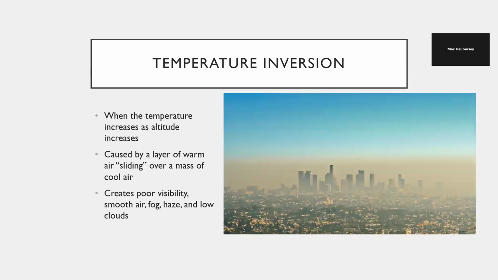Temperature inversion. So a temperature inversion occurs when the temperature increases as altitude increases. So, that's the opposite of what should happen. Temperature should decrease as altitude increases, but you could have a temperature inversion, which happens when a layer of warm air slides over a mass of cool air. It's going to create poor visibility, smooth air, fog, haze, and low clouds. So it's going to be smooth flying, but it's going to be poor visibility.